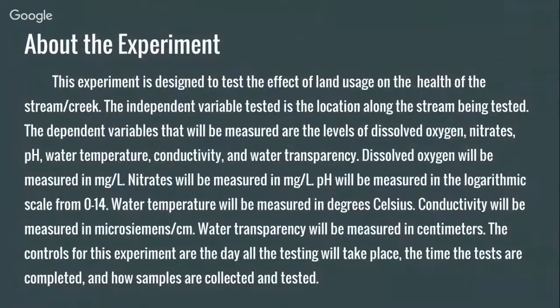The independent variable for this experiment is the location along the stream that is being tested. The dependent variables that will be measured are the levels of dissolved oxygen, nitrates, pH, water temperature, conductivity, and water transparency. The control for this experiment is the day that all the testing will take place, as well as the time the tests are complete and how the samples are collected and tested.